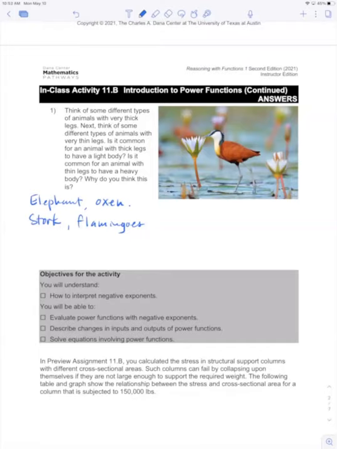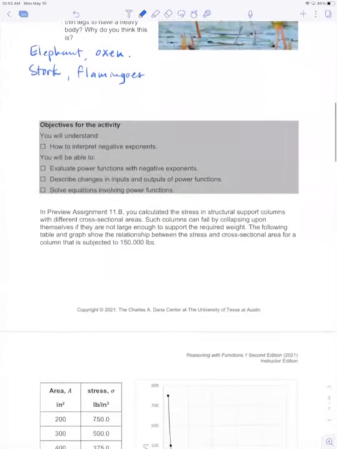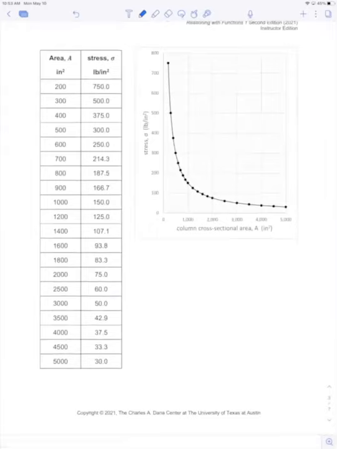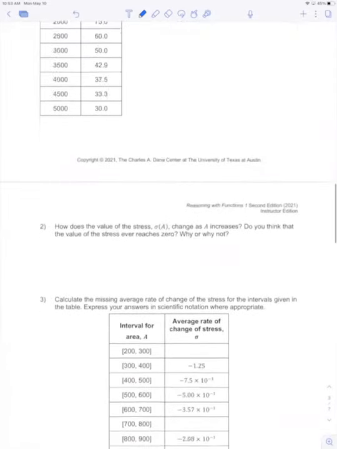Now, in preview assignment 11B, you calculated the stress in structural support columns with different cross-sectional areas. Such columns can fail by collapsing upon themselves if they are not large enough to support the required weight. The following table and graph show the relationship between the stress and the cross-sectional area for a column that is subjected to 150,000 pounds. So here is the table and the graph, and we're going to be referring back to this. Let's move to the next question, number 2.